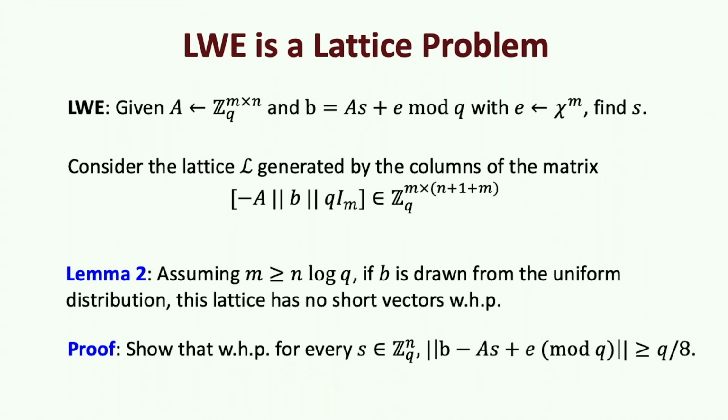So you have two things. If you have samples from the LWE distribution, the lattice that I constructed has a short vector, of length equal to the error. If it's random, then this lattice really doesn't have any short vector. The shortest vector has length q over 8 or so with very high probability.